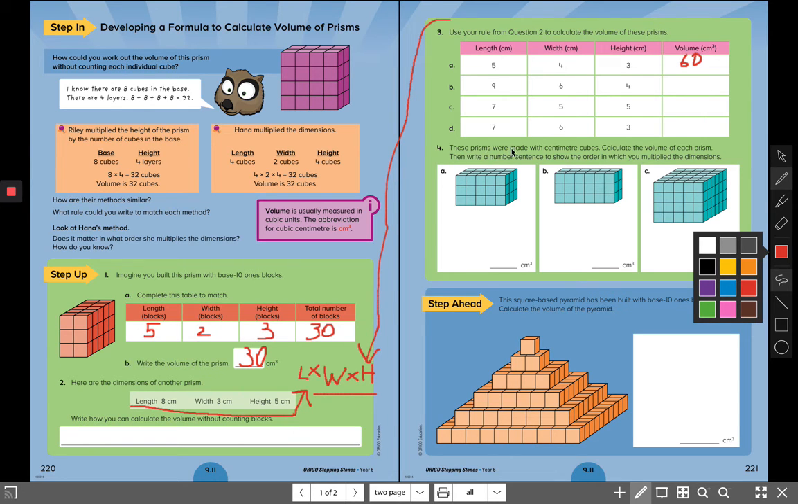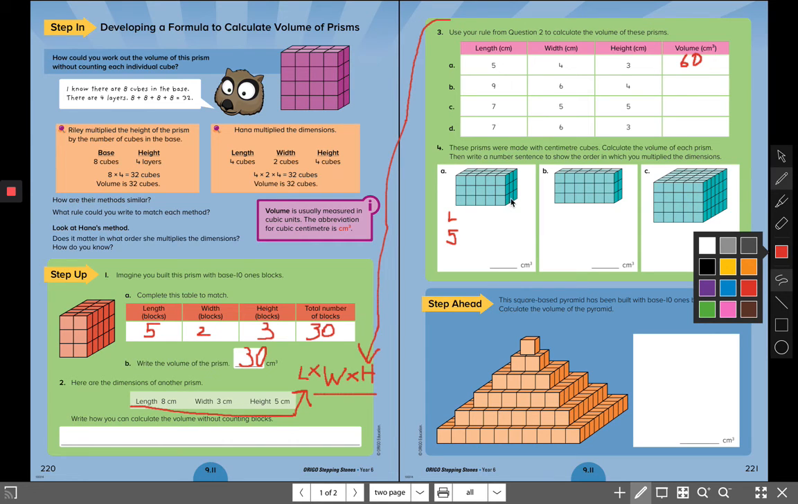These prisms were made with centimetre cubes. Calculate the volume of each prism, then write a number sentence to show the order in which you multiply the dimensions. Remember, the order will not matter because the answer will be the same, but let's do it. I will do the length first. So 1, 2, 3, 4, 5. So length is 5. I'll write it underneath. And then I will do the depth, or how wide it is.